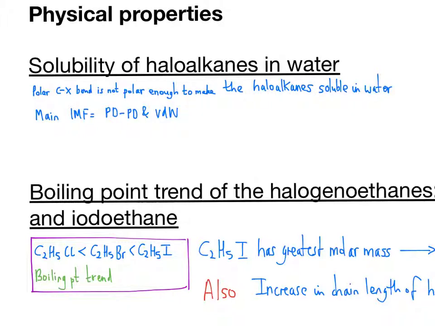So other molecules like ethanol, methanol, they are soluble in water because they have the polar OH bond, but the C-X bond is not polar enough. The main intermolecular forces between the haloalkanes are permanent dipole and van der Waals.